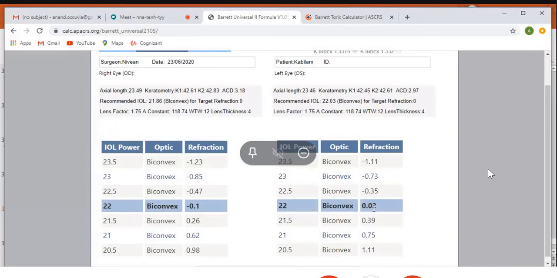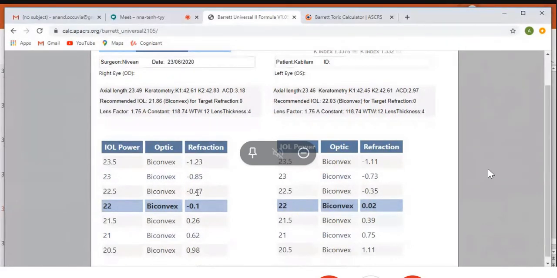In that case, what the doctor will do, one eye the doctor will go with this emmetropia power. The next eye the doctor will choose this power instead of emmetropia. So if you take the right eye, instead of 22, if the doctor implants 22.5, then the patient will end up with a minus 0.5 error post-operatively. In that case, the patient will have a good near vision, since they are having a minus 0.5.